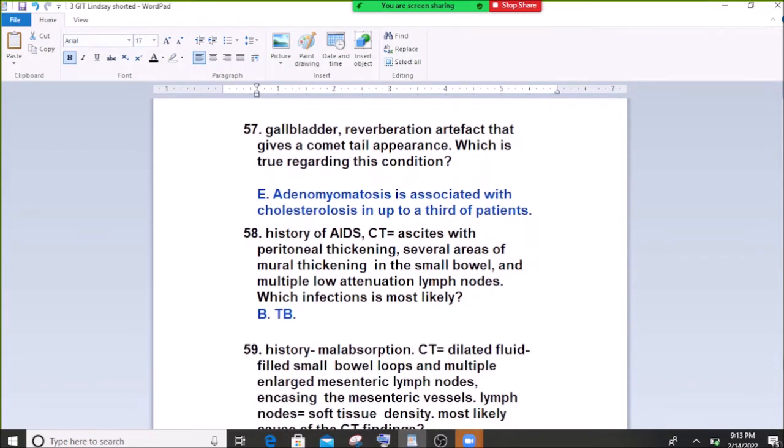57. Gallbladder shows reverberating artifact that gives a comet tail appearance. What is the true condition? Adenomyomatosis is associated with cholesterolosis in up to one third of patients.